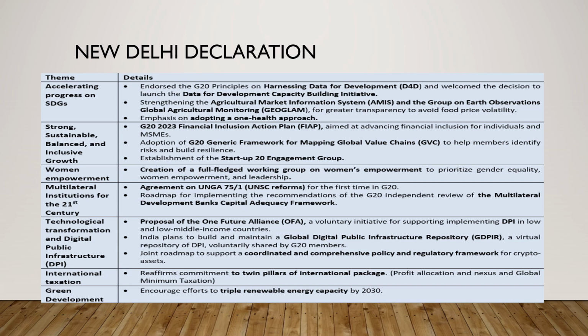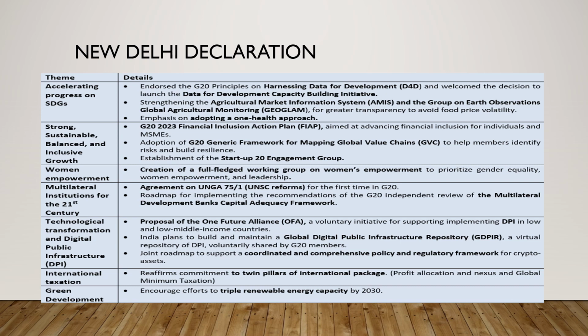Then we have technological transformation and digital public infrastructure. Here we should know the proposal of the One Future Alliance, a voluntary initiative for supporting implementation of DPI in low and lower middle income countries. Also, India plans to build and maintain a Global Digital Public Infrastructure Repository, a virtual repository of DPI voluntarily shared by G20 members, and also a joint roadmap to support a coordinated and comprehensive policy and regulatory framework for crypto assets.